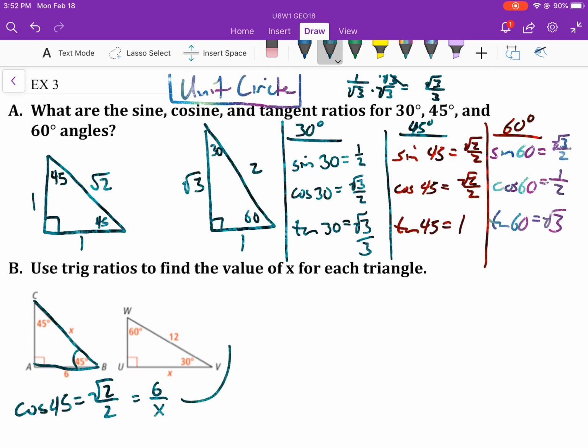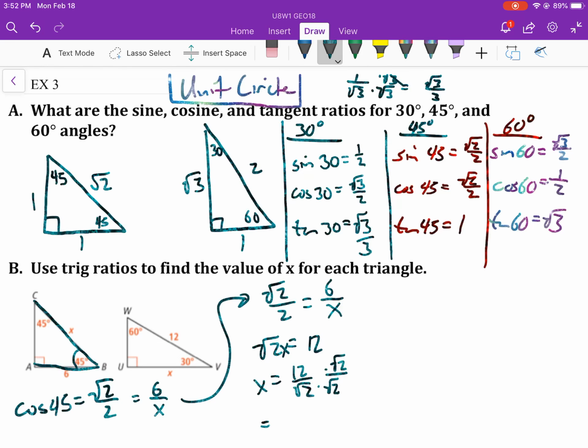So we have to say, how do we get square root of 2 over 2 equal to 6 over x? Cross multiply, square root of 2 x is equal to 12. X is equal to 12 over the square root of 2. Can't have a radical on the bottom, so multiply the top and the bottom by square root of 2. You'd have 12 square root of 2 over 2, which is equal to 6 square root of 2. We could have just done the shortcut.